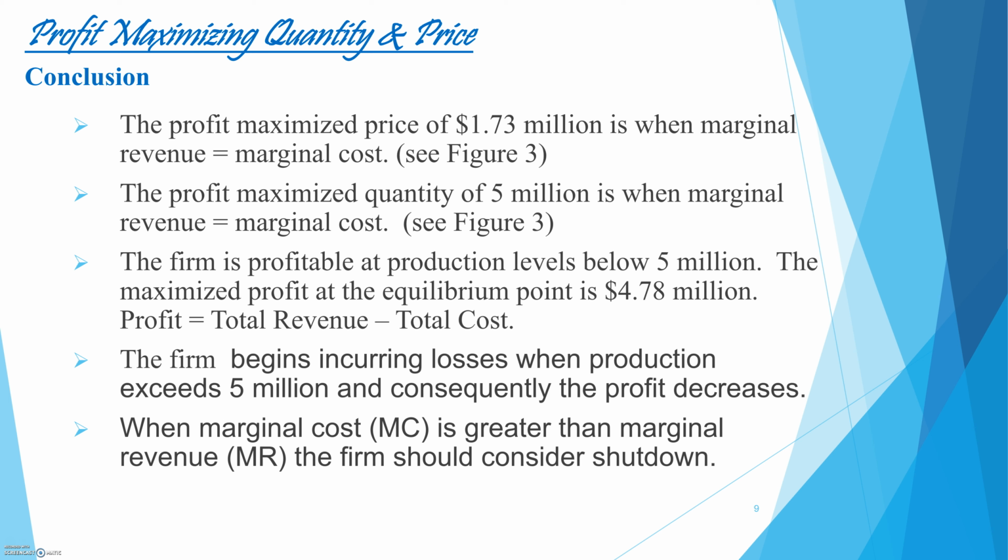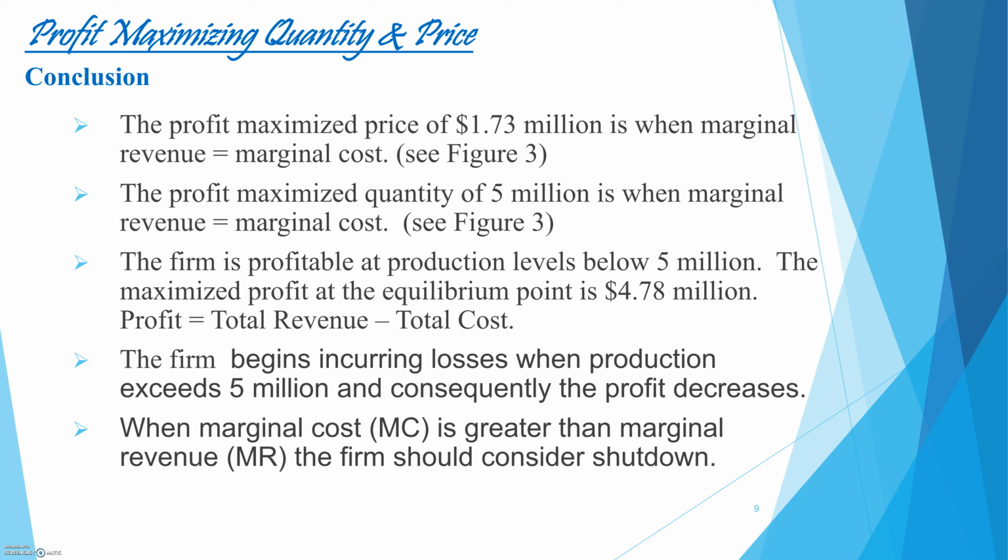The firm is profitable at production levels below 5 million. The maximized profit at that equilibrium point is 4.78 million. And when you look back at the table, you'll easily see that at production levels above that, the profit drops below 4.78 million. And it keeps dropping as we're incurring losses at that point, and it'll decrease to the point where the profit is negative. And you can see that on the table.